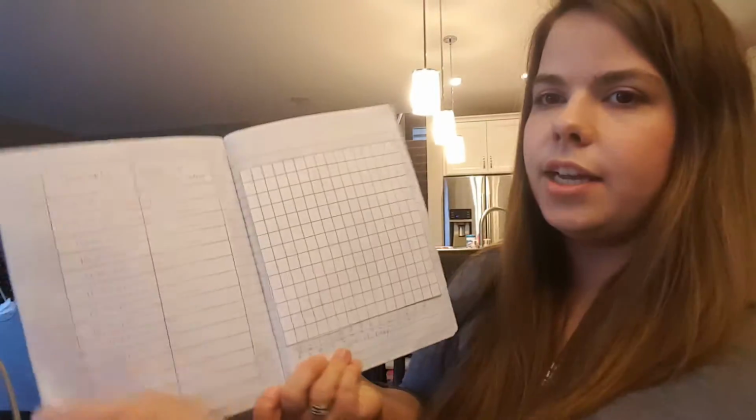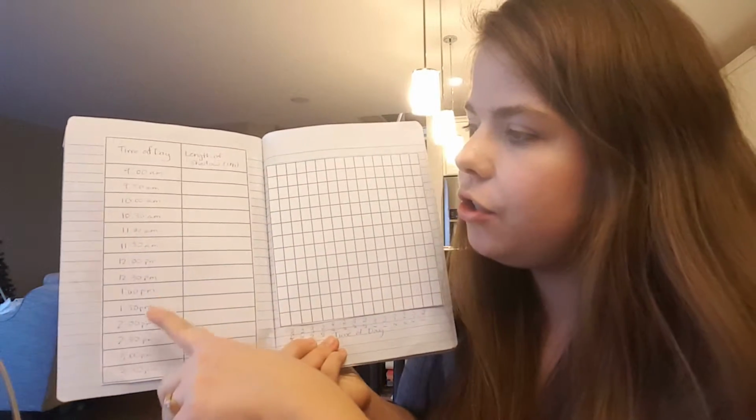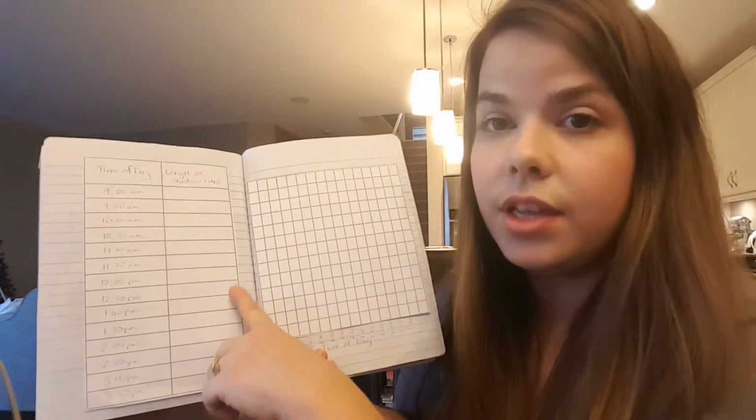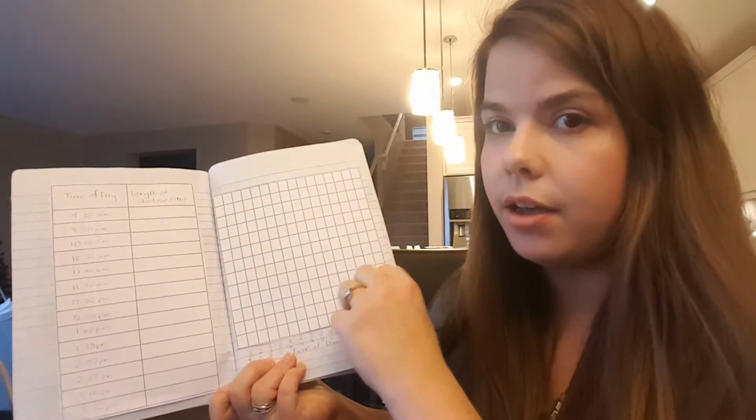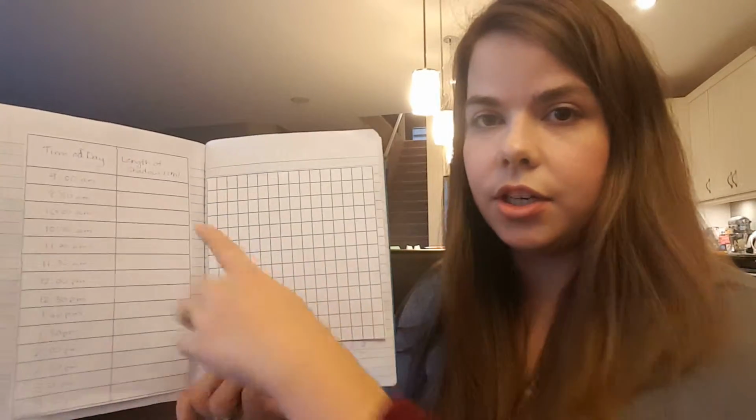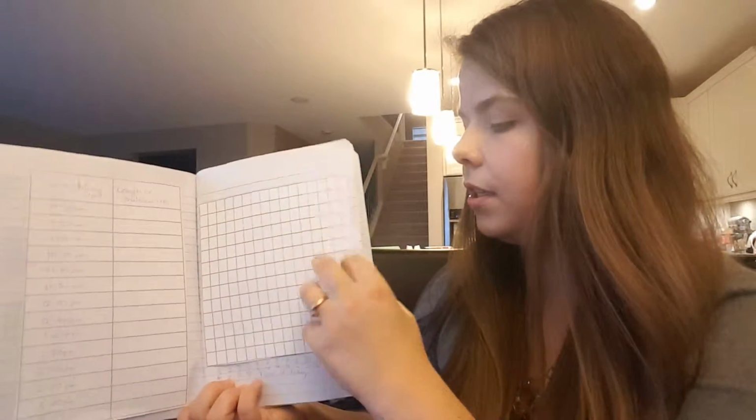And then there's a T-chart to record the information when you are actually using the sundial, and then here you can plot the length of the shadows with relation to the time of day, and you can talk about the U shape that it makes.